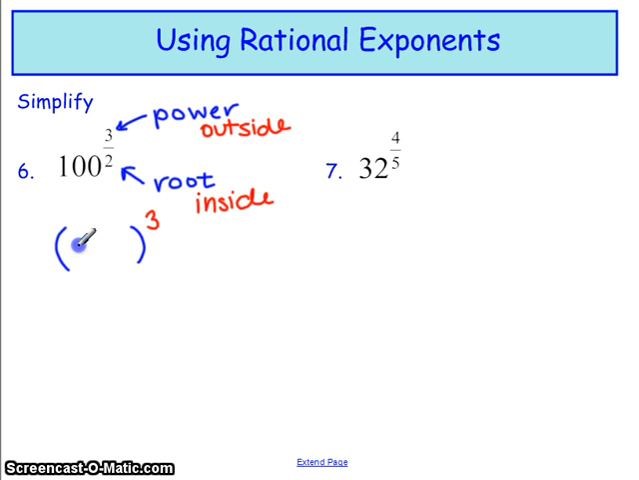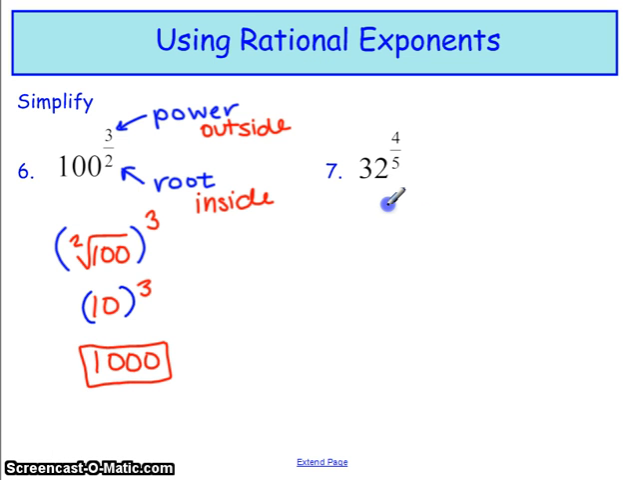And inside, I'm going to do the square root of 100. So I could have not written the 2, but I will. So the square root of 100 is 10, because 10 times 10 is 100. And then I'm going to take that and I'm going to cube it. And 10 cubed is 1,000. And so that's my answer, 1,000.